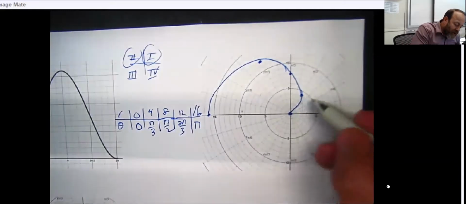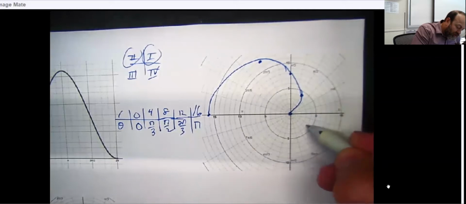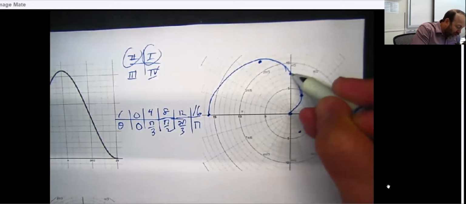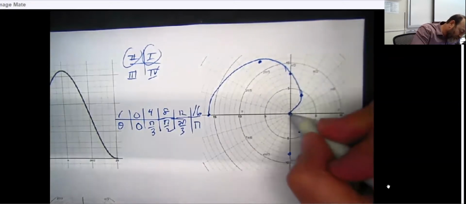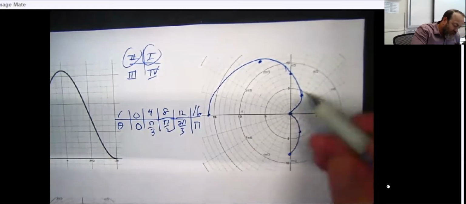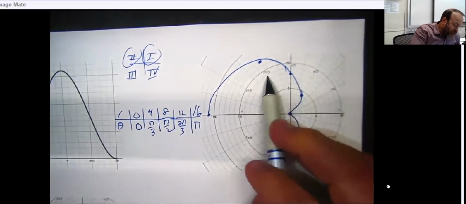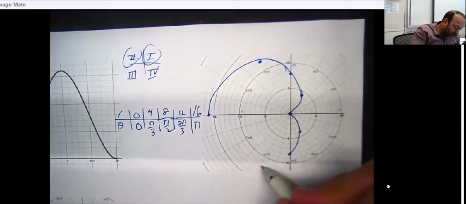Let's take this value right here at pi over 3, and let's follow that down here into 5 pi over 3. Let's take this pi over 2 right here at 8, and let's drop it down to 3 pi over 2 at 8. So there's my nice symmetry. And one more, let's take the 2 pi over 3 at 12, and let's put that same thing here.